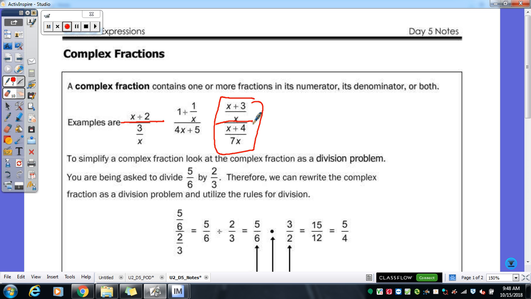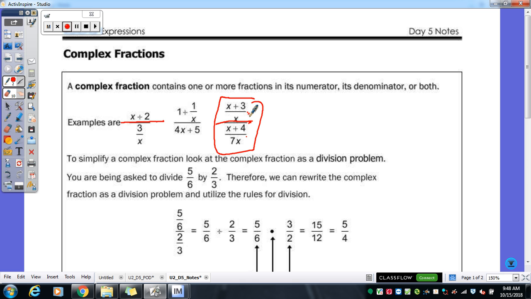Does anybody remember what it means when you have something over something else? What operation are they doing? Division. So this is saying I'm taking this fraction, I'm dividing it by that fraction. What are our rules of dividing fractions? It's got 3 letters. Keep, change, flip. So we would keep this one, change it to multiply, flip the second fraction.